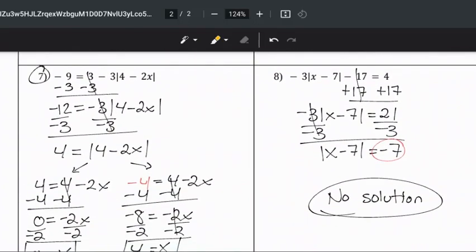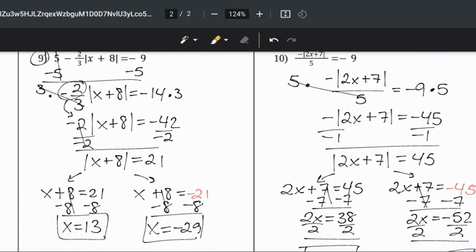All right, taking a look at number 8. This one ends up being a no solution. And this one starts as a +4. And then after this process, because we have to divide by a negative, right? We have 21 divided by -3. It turns into a -7. The absolute value bars are isolated. It equals a negative. So it is no solution.